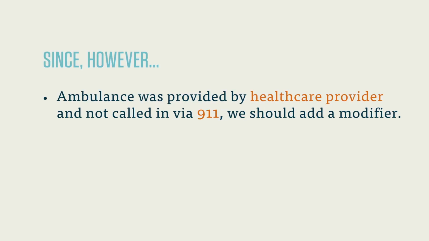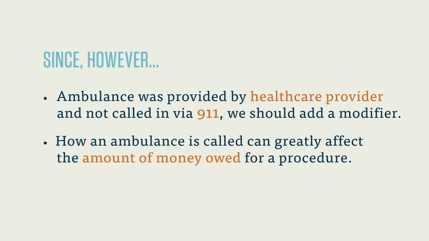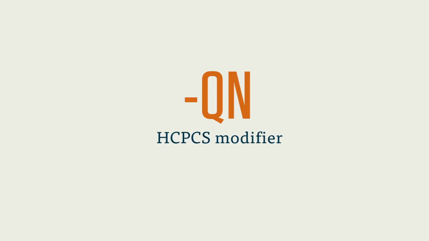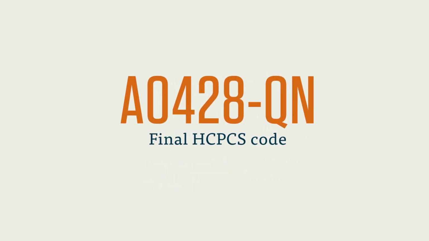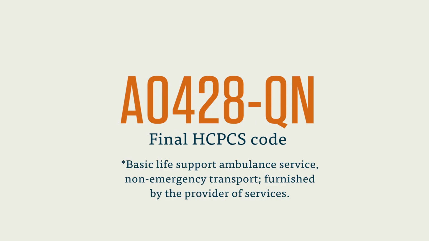Since, however, the ambulance was provided by the healthcare provider and not, say, called in via 911, we should add a modifier to explain this. This may seem like splitting hairs, but how an ambulance is called can greatly affect the amount of money owed for a procedure. In this case, we'd look for a modifier that pertains to ambulance service. We'd find the -QN modifier for ambulance service furnished directly by a provider of services. In other words, the hospital sent the ambulance over to pick up our patient. We'd end up with this code, A0428-QN, for a basic life support ambulance service, non-emergency transport, furnished by the provider of services.